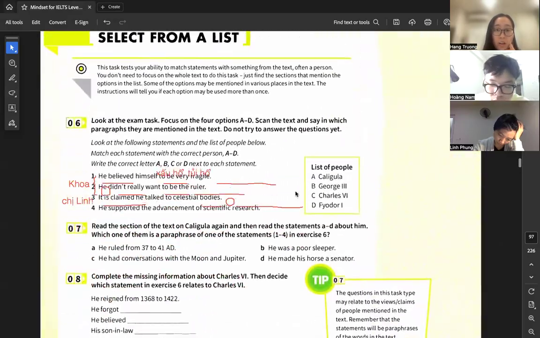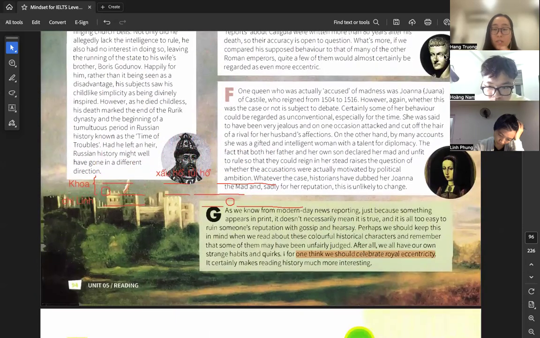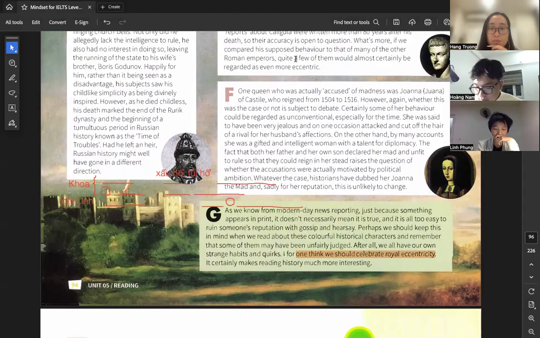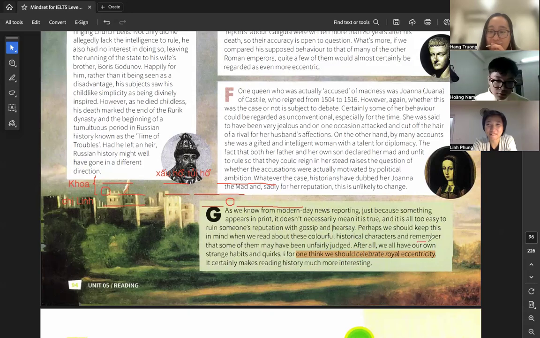Con tìm thông tin đoạn nào nhỉ? Alo Khoa. Where do you find the answer? I find it like for one thing we should in the why last sentence like. Khổ thân cả Khoa và chị Linh, nhìn mà hai người mệt mỏi quá. Cố lên, sắp xong rồi. Khoa ơi, đây nhá, đây. Nó chính là câu cuối này.